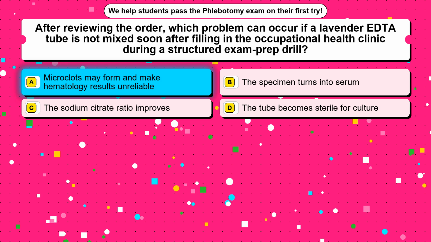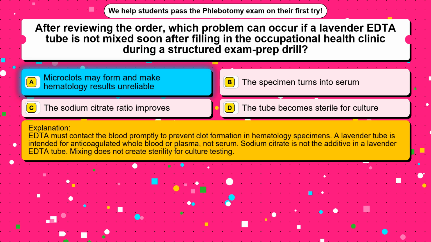The correct answer is option A. Microclots may form and make hematology results unreliable. EDTA must contact the blood promptly to prevent clot formation in hematology specimens. A lavender tube is intended for anticoagulated whole blood or plasma, not serum. Sodium citrate is not the additive in a lavender EDTA tube. Mixing does not create sterility for culture testing.